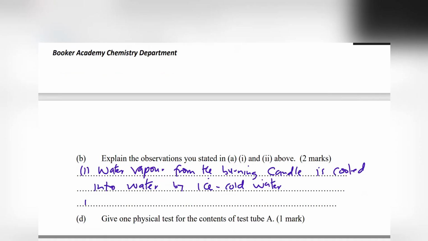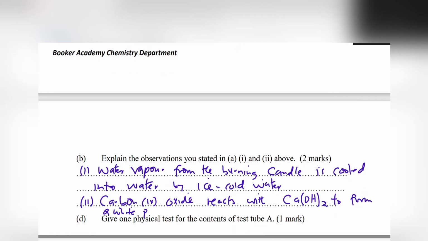Then in 2, carbon(IV) oxide, of course from the burning candle, reacts with calcium hydroxide. Let me use the symbols because of the space. It reacts with calcium hydroxide to form a white precipitate of calcium carbonate.